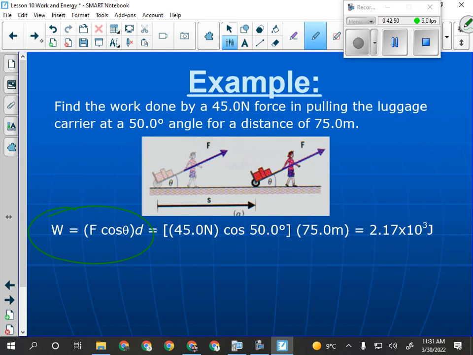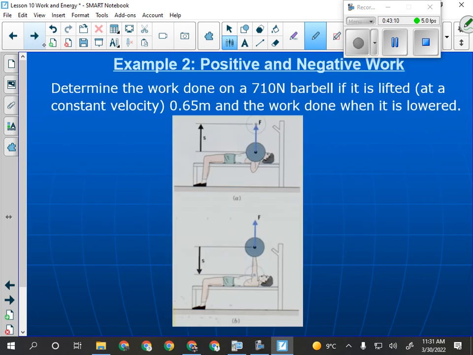Okay? All right, so if we did that in this case, we'd be doing 2,170 joules worth of work in pulling that luggage carrier 75 meters. Okay? So you're burning some calories pulling your luggage around the airport. Okay, what about this situation?